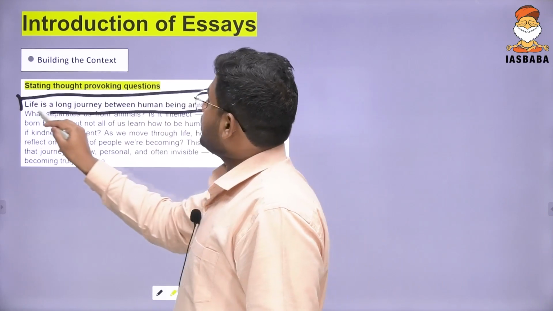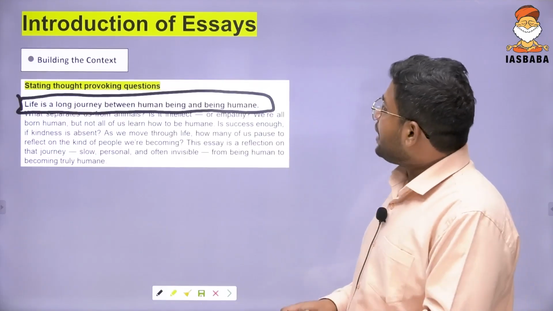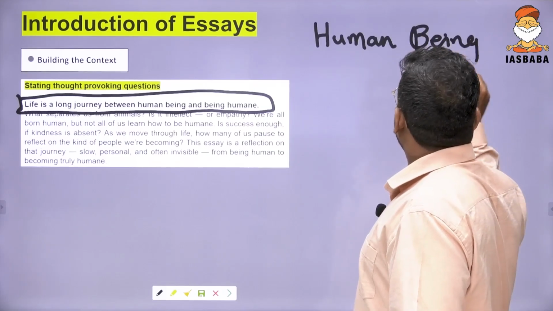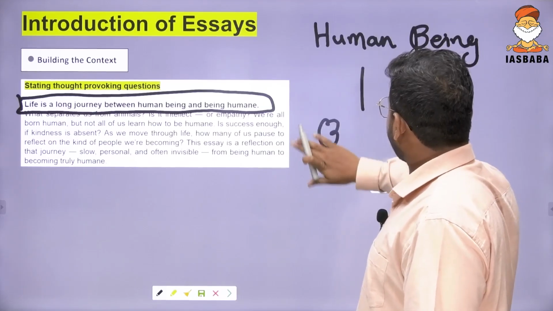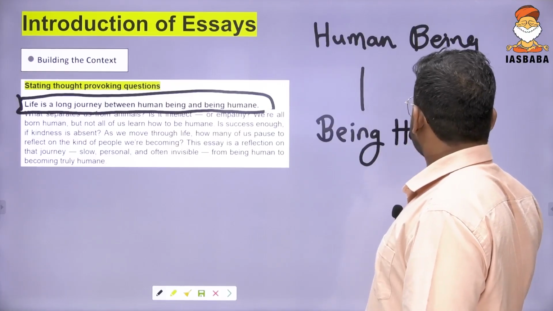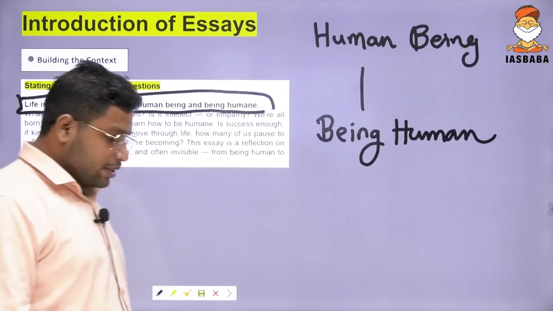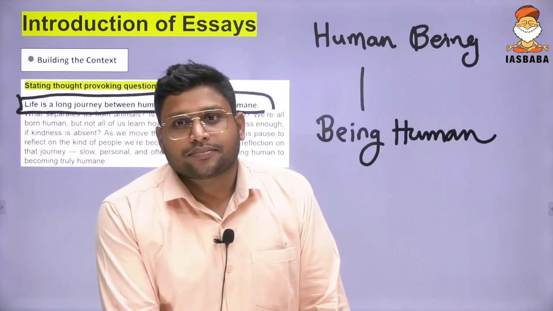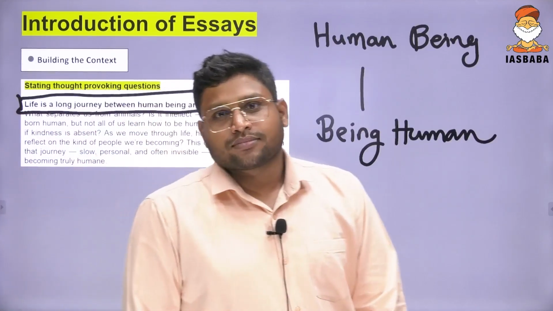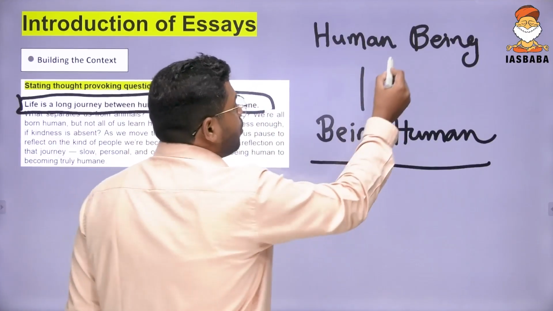First of all, do you understand what the essay says? What is the meaning? Life is a long journey between human being and being human. What do you understand by these two terms? Yes, tell me the difference. Being human and human being. Human with values like respect for dignity, etc. is human. So this is what you're saying when it comes to being human. I can simply say human being is what we all are.